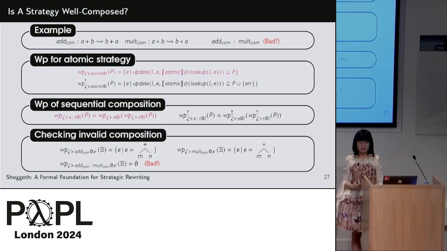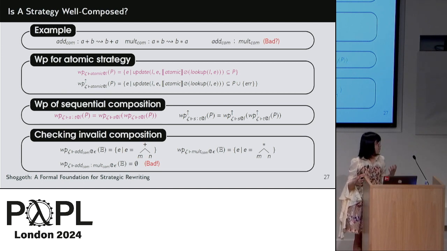And then we can check if a strategy is well composed. For example, we have the sequential composition of commutativity of addition and commutativity of multiplication. We want to see if this is a bad strategy, and we can make use of the weakest precondition for atomic strategies, and then the weakest precondition calculus for sequential compositions. By plugging them together, we can conclude that the weakest precondition of this sequential composition is an empty set. It means there's no expression that can be successfully executed by this strategy. Therefore, this sequential composition is a bad strategy.